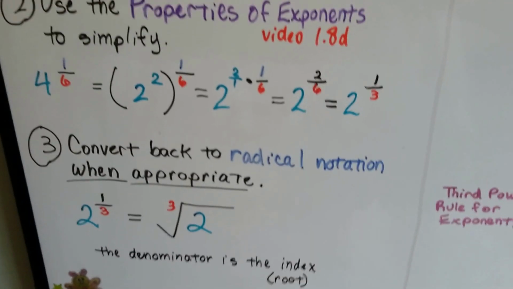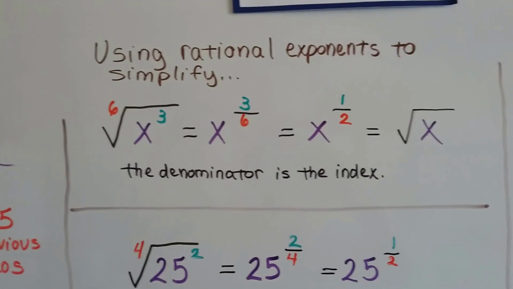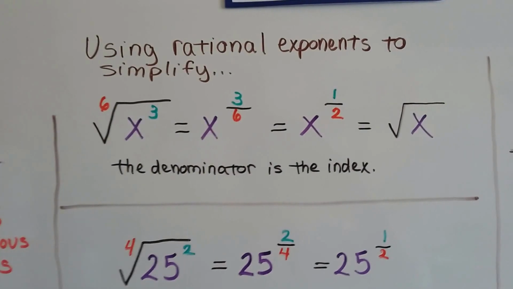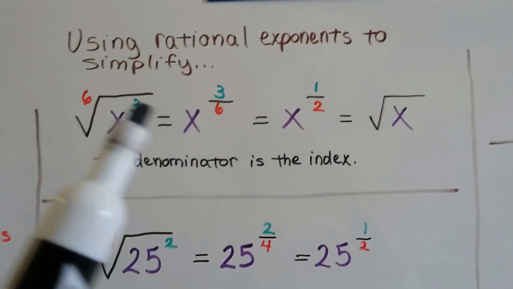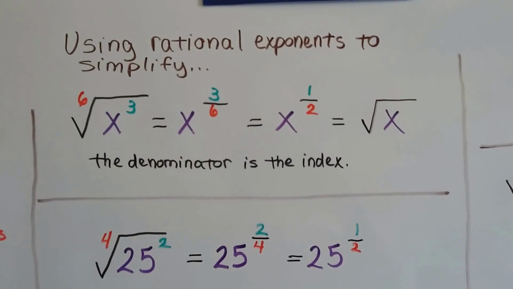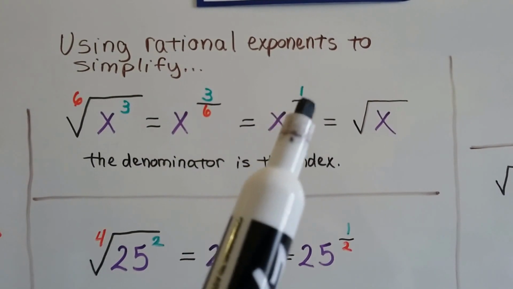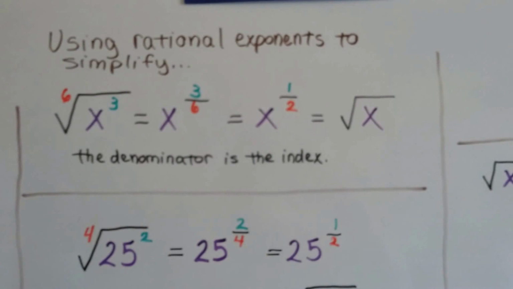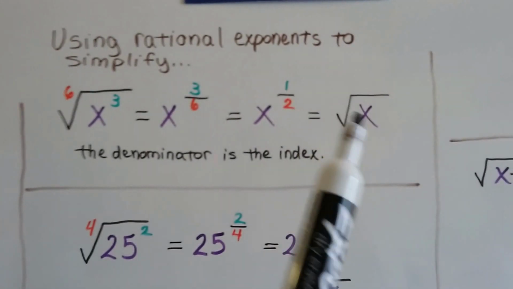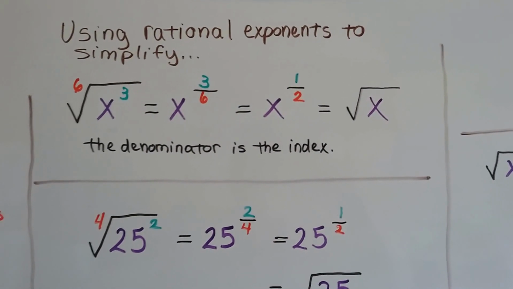It's the root. So using rational exponents to simplify, we've got the sixth root of x cubed. We can rewrite this with the 3 as our numerator and our 6 as our denominator of our exponent. It can be simplified to x to the 1/2 power. And because that 2 is our root, our index, we get the square root of x. See, there's a little 2 there, and the x is to the first power. All right? That denominator is the index.